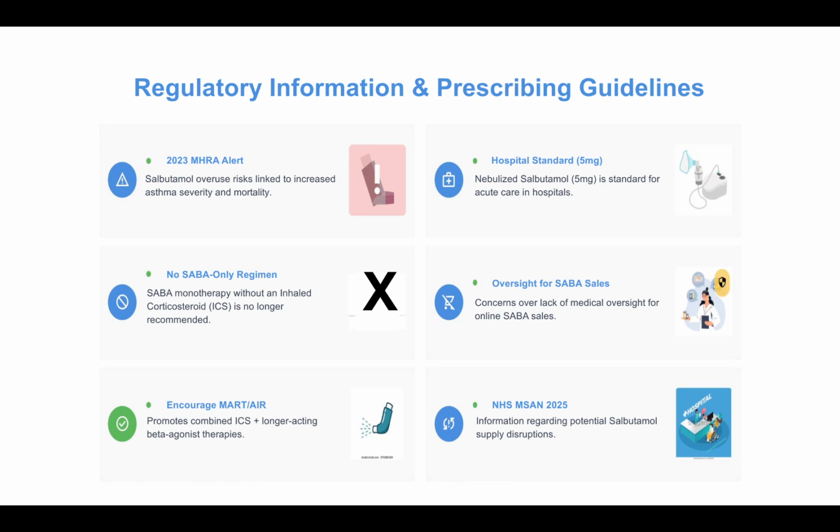A pivotal shift: guidelines from NICE and SIGN no longer endorse SABA monotherapy. Salbutamol must be paired with inhaled corticosteroid to target inflammation. Combined therapies like MART or anti-inflammatory reliever are now first line for adults and adolescents, reducing attacks by 30 to 60%. For acute severe asthma in hospitals, nebulized salbutamol 5 mg every 15 to 30 minutes or continuous 5 to 10 mg per hour remains standard, administered with oxygen.